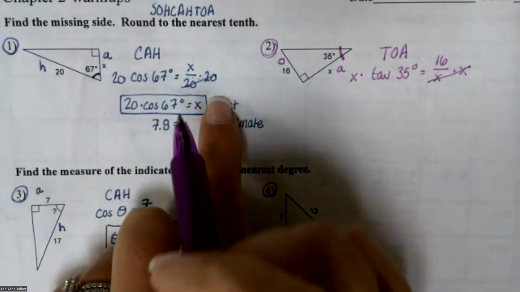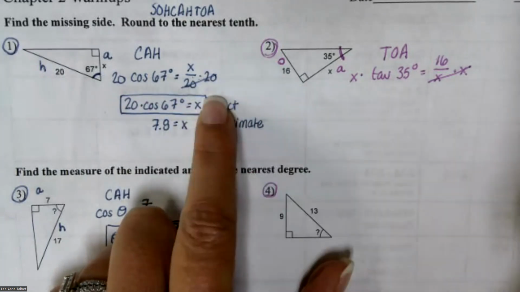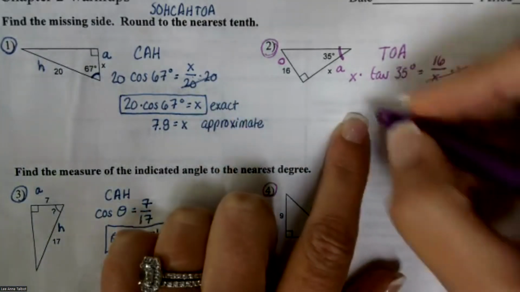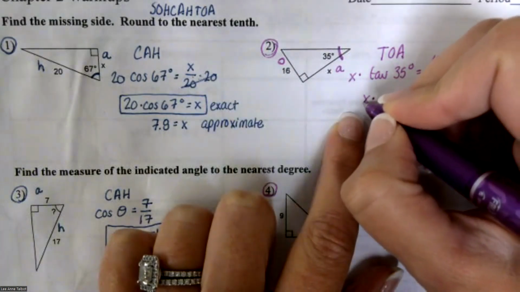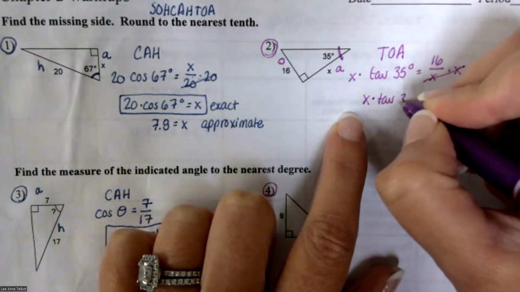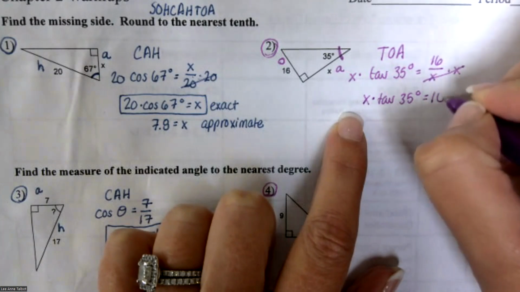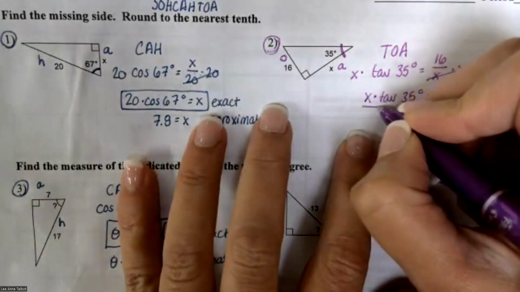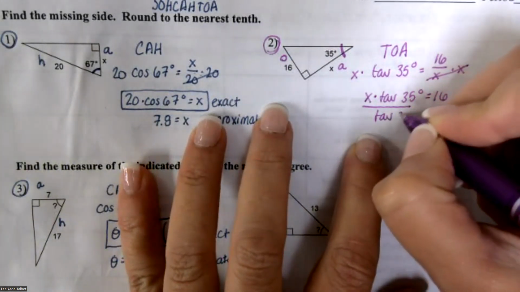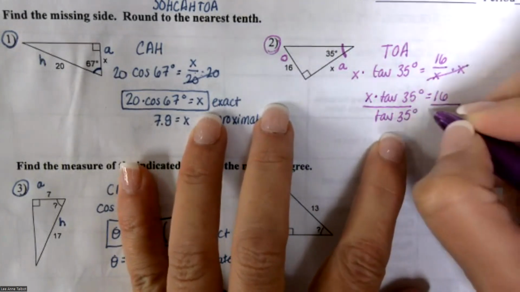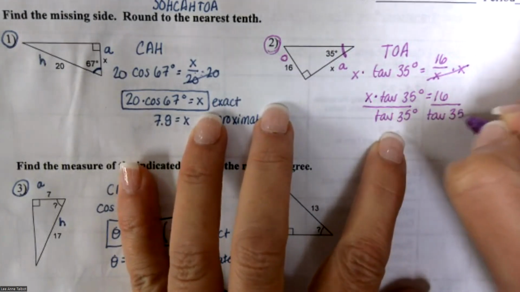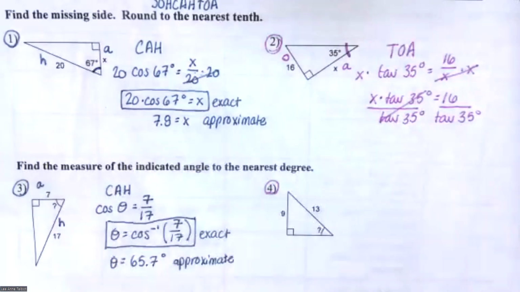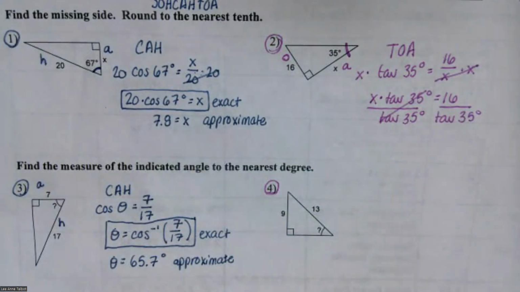Just like this one, I multiply both sides by 20. This one, I multiply both sides by x and I get x times tan 35 equals 16. This is not the final answer though, because the goal is to get x by itself. So divide by tan 35. If you do it this way, it takes 2 steps instead of 1.